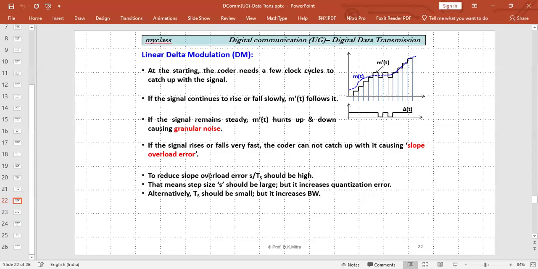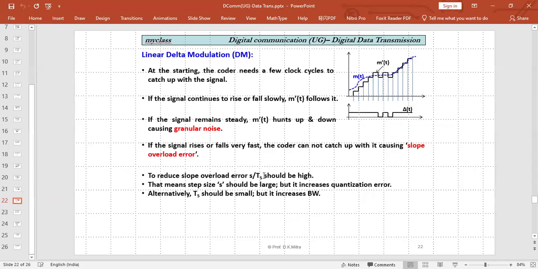Now, what do you do about slope overload error? Your slope: the y-axis is S, that is the step value, some millivolt, and the x-axis is T. I have taken it as TS, that means the time for each sample. So your design slope is S by TS maximum.